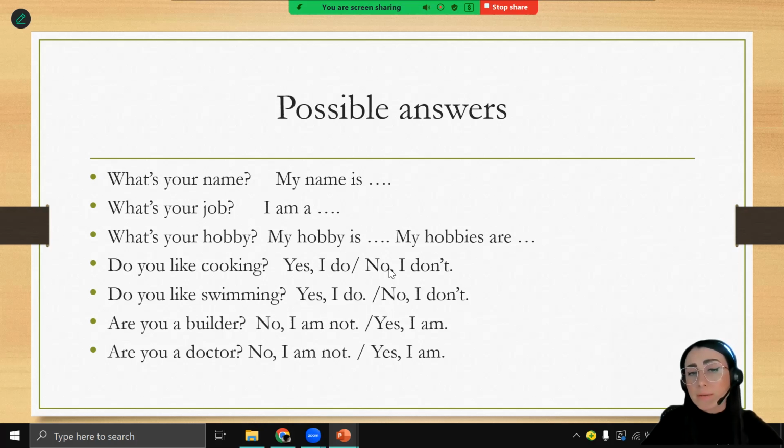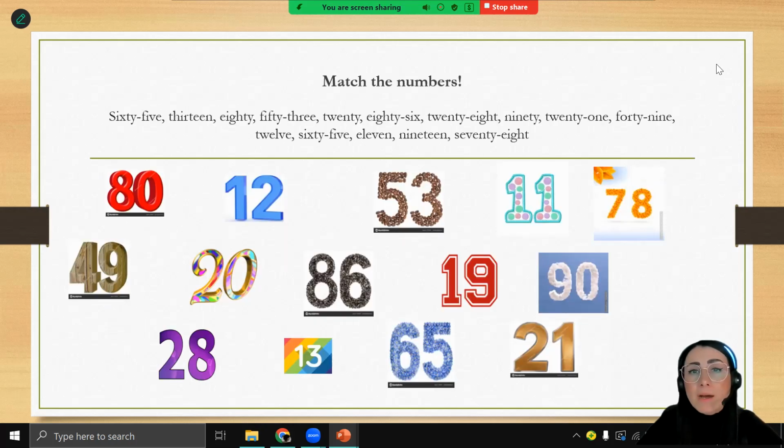Do you like cooking? Yes, I do. No, I don't. Do you like swimming? Yes, I do, or no, I don't. Are you a builder? No, I'm not. Or yes, I am. Are you a doctor? No, I'm not. Or maybe yes, I am. Now match the numbers with the pictures.